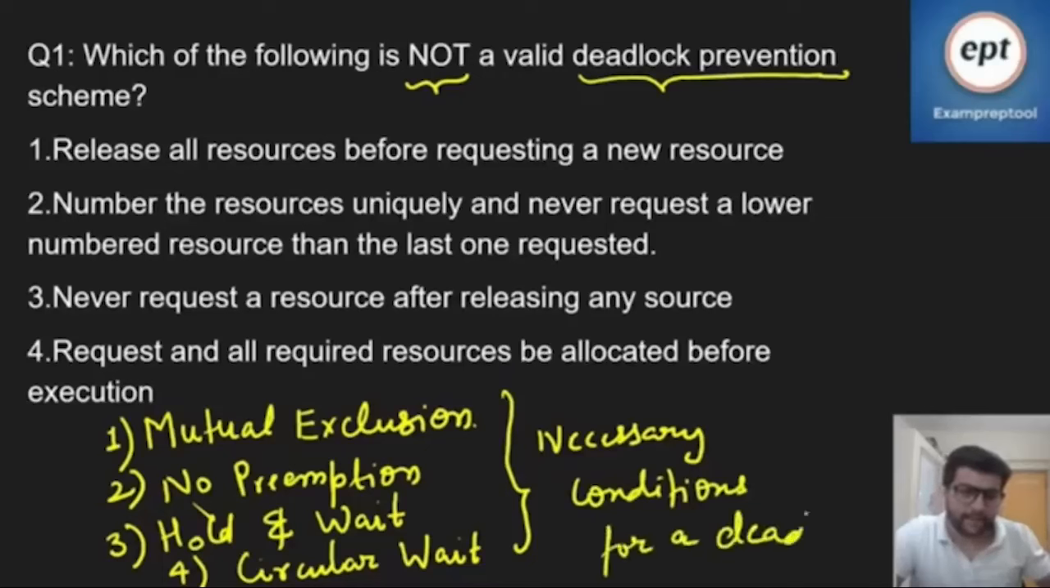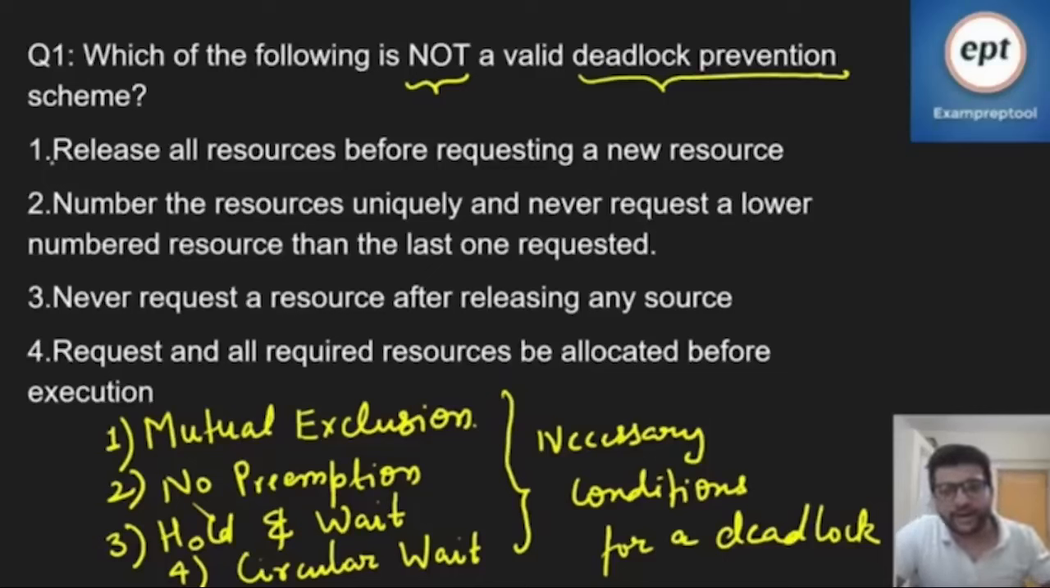Right? So if any of these four conditions are not met, then we cannot have a deadlock. So what are deadlock prevention schemes? Deadlock prevention schemes are those which prevent these conditions from being fulfilled. Okay, so let's just go through the options.